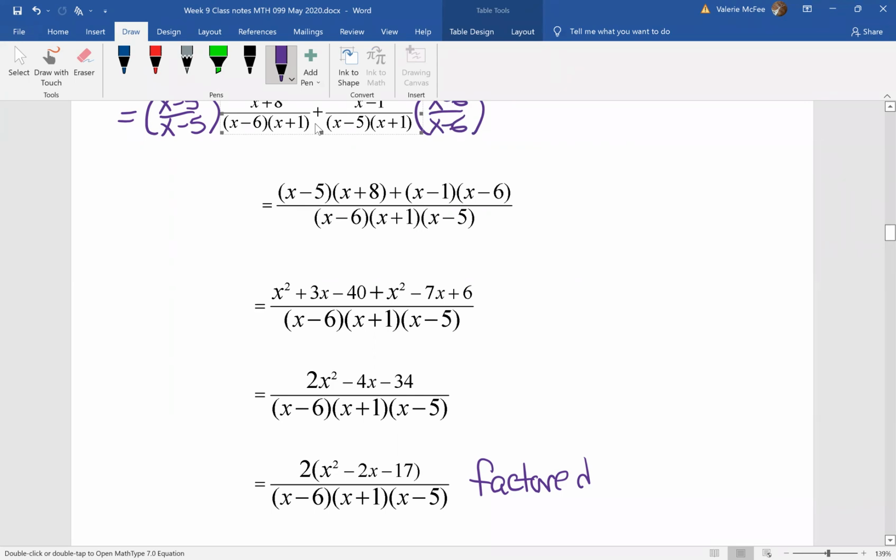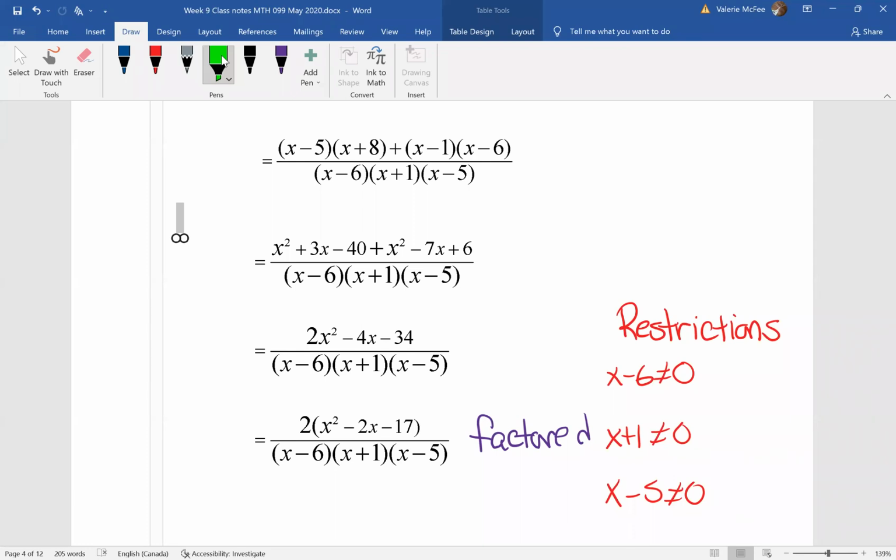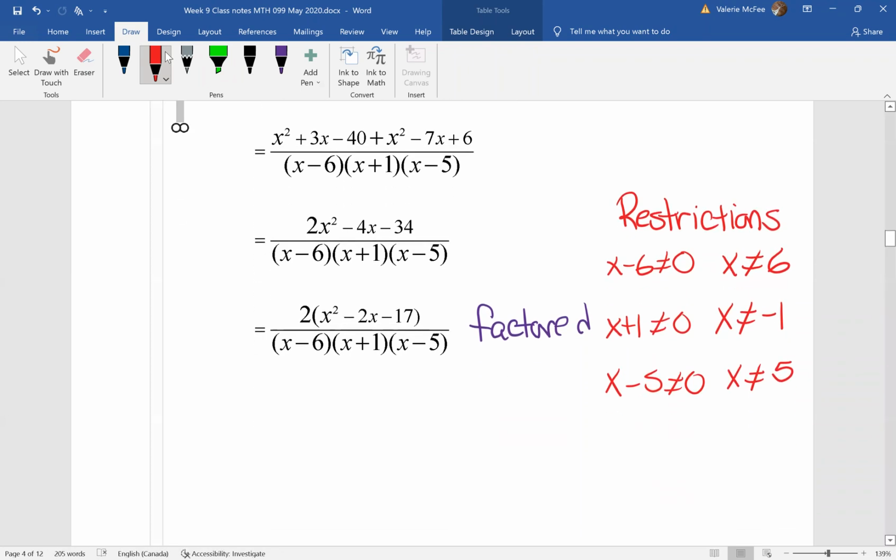Finally, we need to find our restrictions. If you haven't already done so, please do that now. Remember to find your restrictions. We're looking at the factors in the denominator. The denominator cannot equal 0. So we see that the factor x minus 6 cannot equal 0. X cannot equal 6. X plus 1 cannot equal 0. X cannot equal -1, and x minus 5 cannot equal 0. So x cannot equal 5. We see that we have 3 restrictions here for this question.